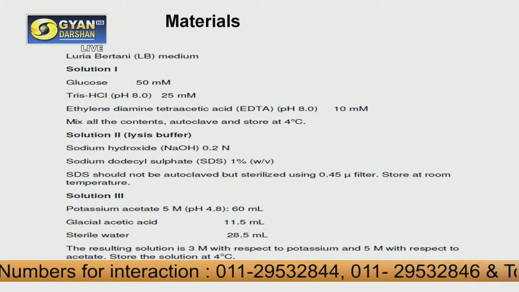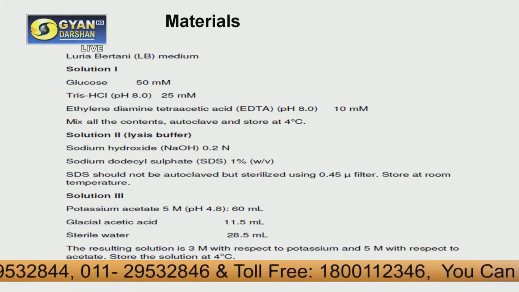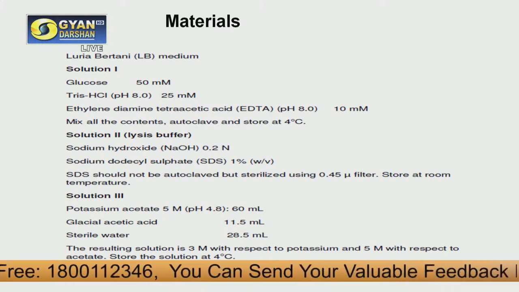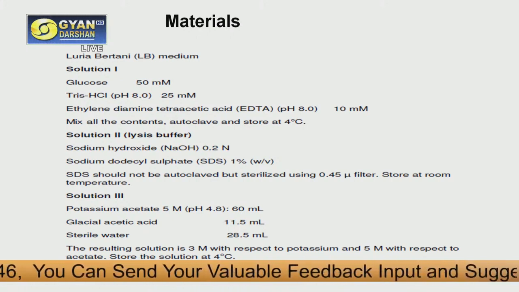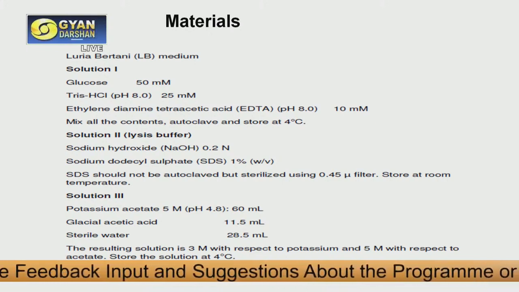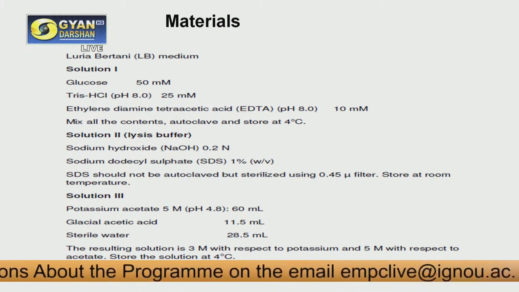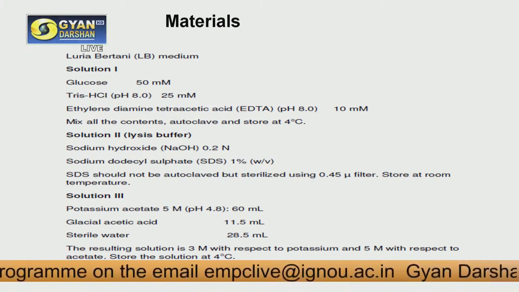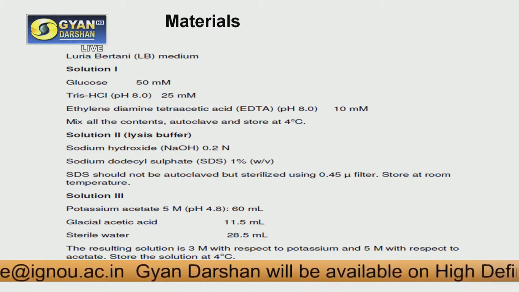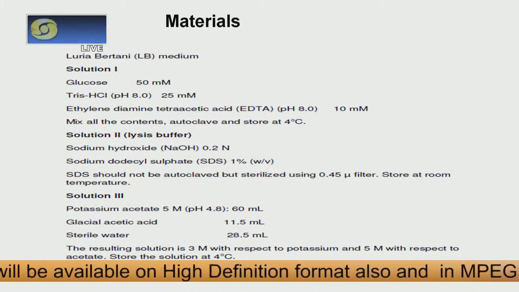Solution 3: potassium acetate 5 molar, pH 4.8, glacial acetic acid and sterile water. In that composition, you prepare solution 3. Solution 3, you place it in the refrigerator. Solution 2, never place it in the refrigerator, because it contains SDS, a detergent. It will precipitate, so don't keep it in the refrigerator. Solution 1, you can put it in the refrigerator for future use also. But solution 2 is always, as I said, freshly prepared.